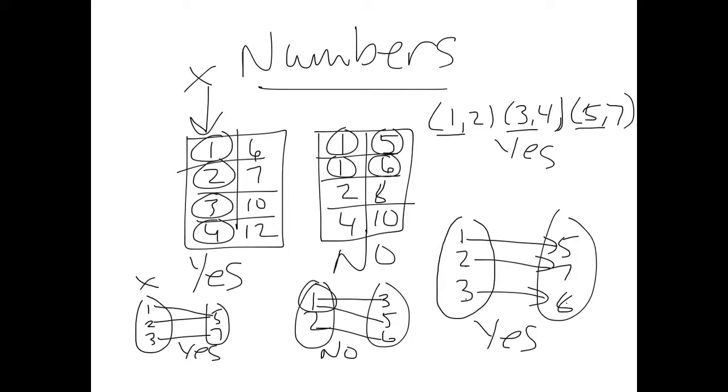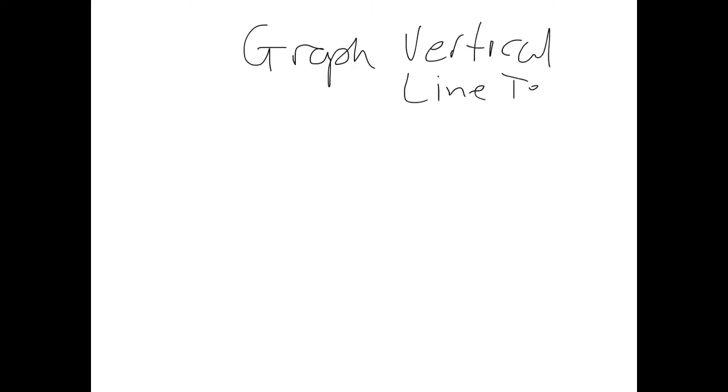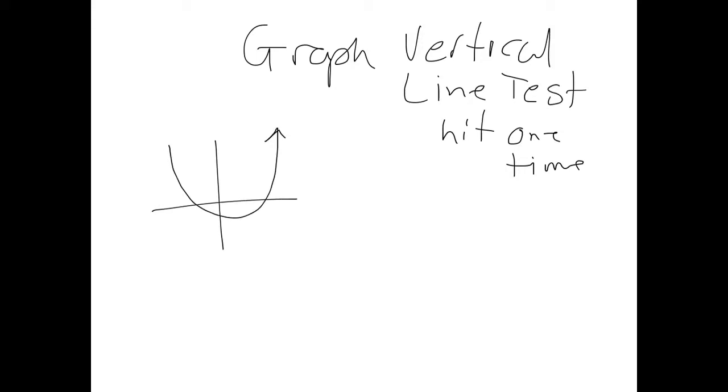If we have a graph, we taught you the vertical line test, and some teachers call it the pencil test, but basically you run a vertical line across the graph and it can only hit or intersect one time. So if I have this graph right here and I start drawing these vertical lines down, that hits once, once, once, once. So yes, that is a function.